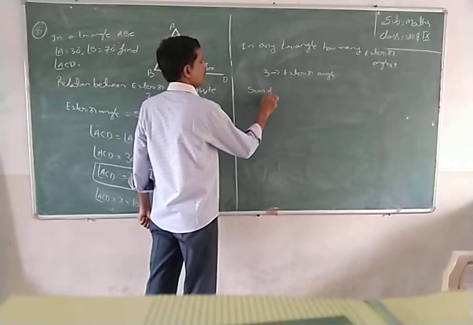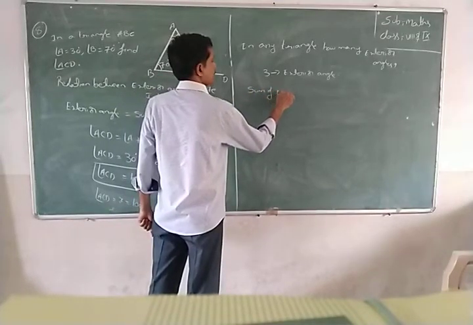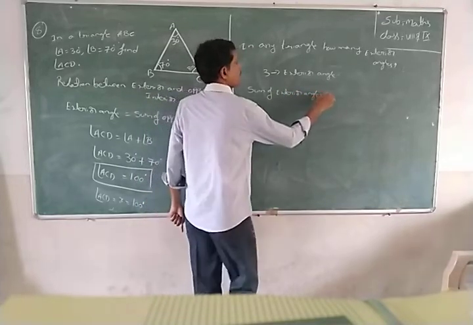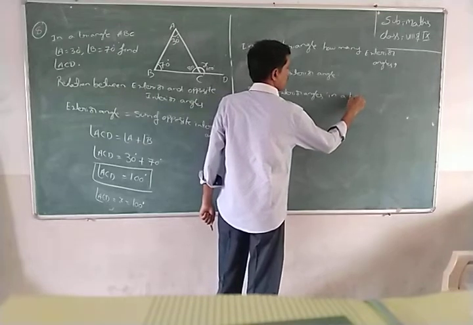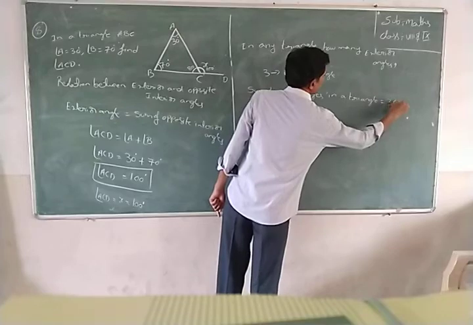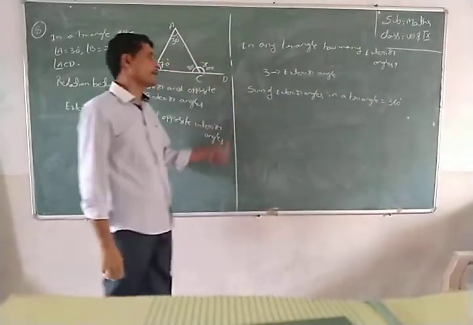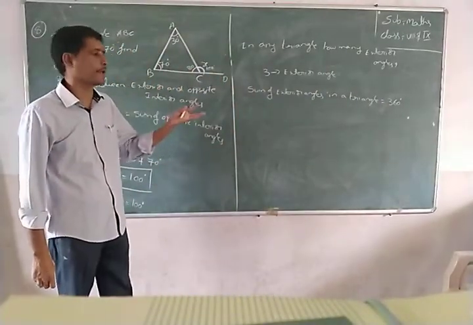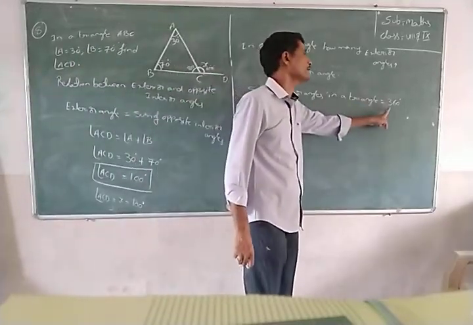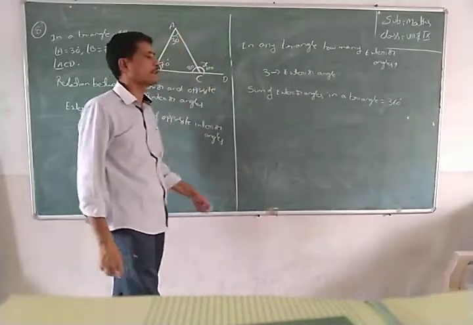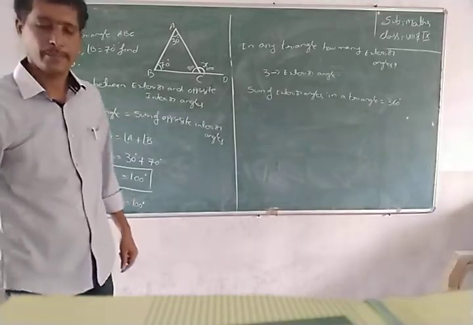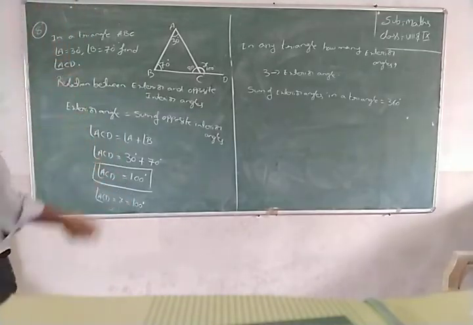Sum of exterior angles in a triangle is equal to 360 degrees. That is the sum of exterior angles in any triangle, whether right angle, obtuse angle, or acute angle, whatever it may be, it is 360 degrees. The sum of interior angles in any triangle is how much? That is 180 degrees. Next, relation between the angles and sides.